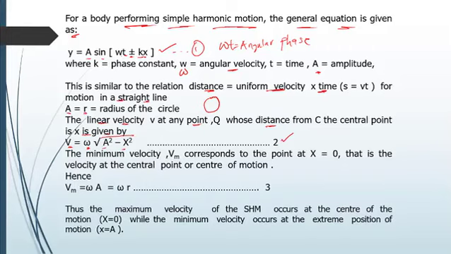Now the maximum velocity Vm corresponds to the point at which x is equal to 0. That is the velocity at the central point, or center of motion, and it is given by the angular velocity times the amplitude, or the angular velocity times the radius. So A here is the amplitude. The maximum velocity of simple harmonic motion occurs at the center of motion, x equal to 0, while the minimum velocity occurs at the extreme position of motion, A.